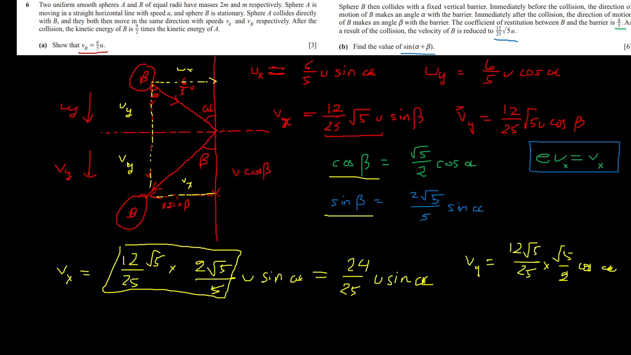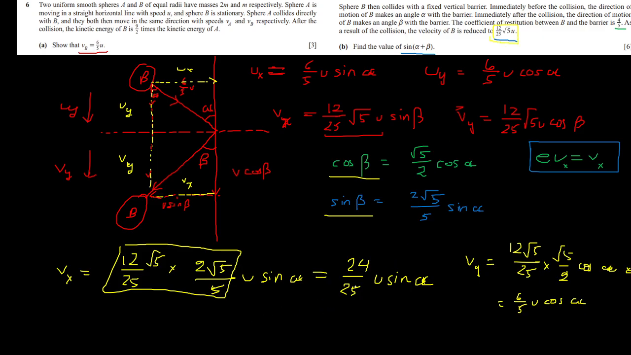Times root 5 over 2, that's going to give me 6 by 5 u cos alpha times u cos alpha. Okay, and from here on out we can just proceed with calculations. So we square these two values up and equate them to something. So 12 by 25 root 5, this is the target that we had to achieve.